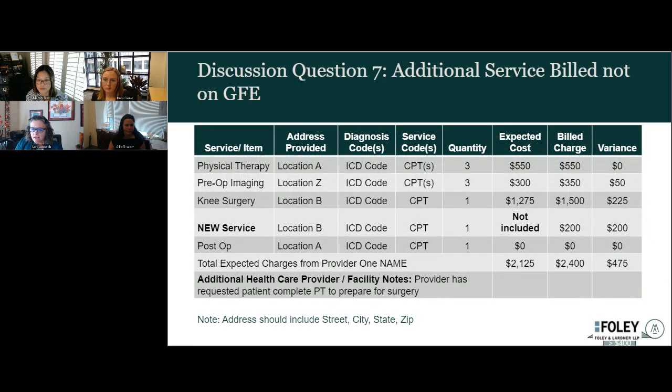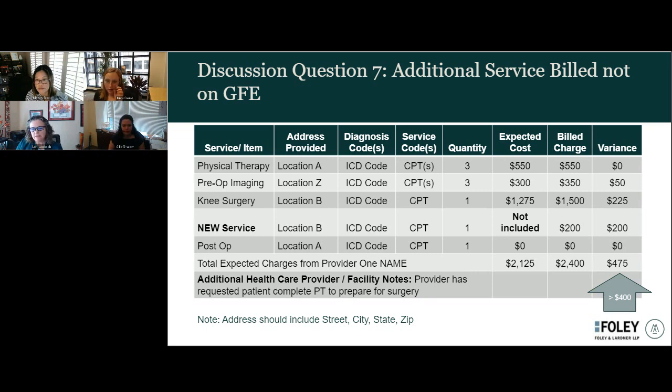And then on this one, we actually have an additional service that was billed that was not on the GFE. And Kara had walked us through what needs to be done in order to support that additional charge. But it's over the $400, just slightly over the $400, but it's because of that $200 additional charge. But none of those are individually over $400. Any additional comments, Kara, about that one?